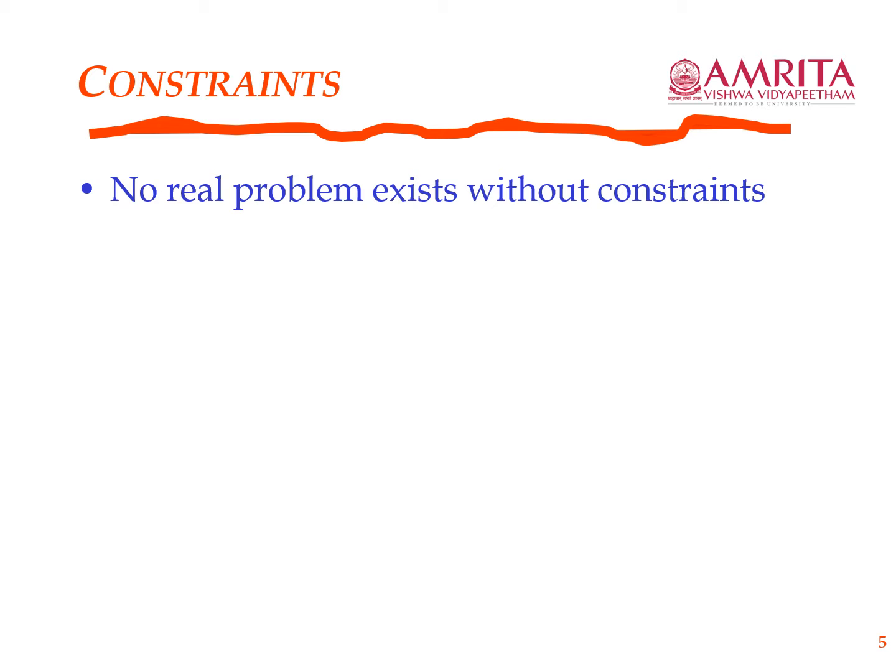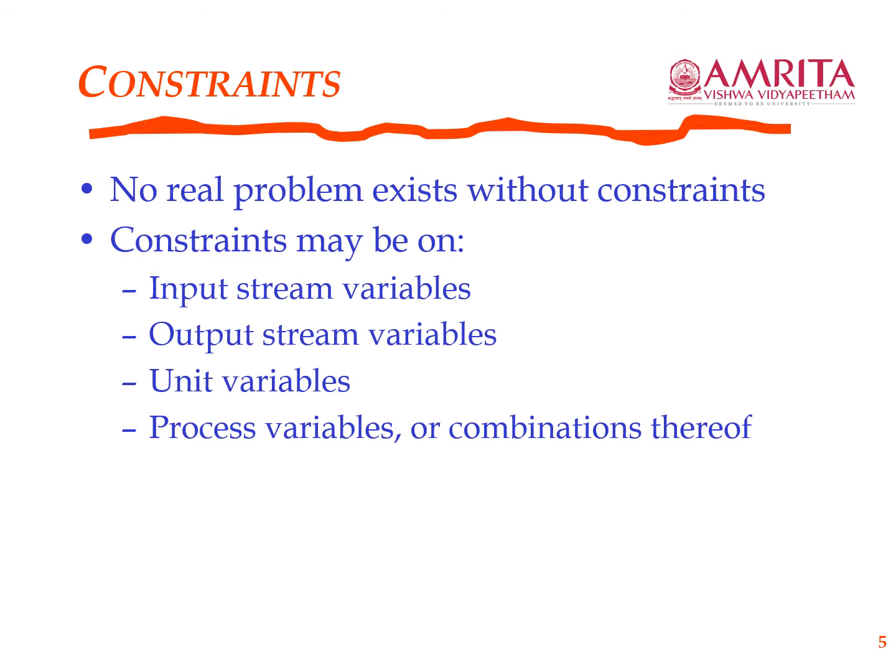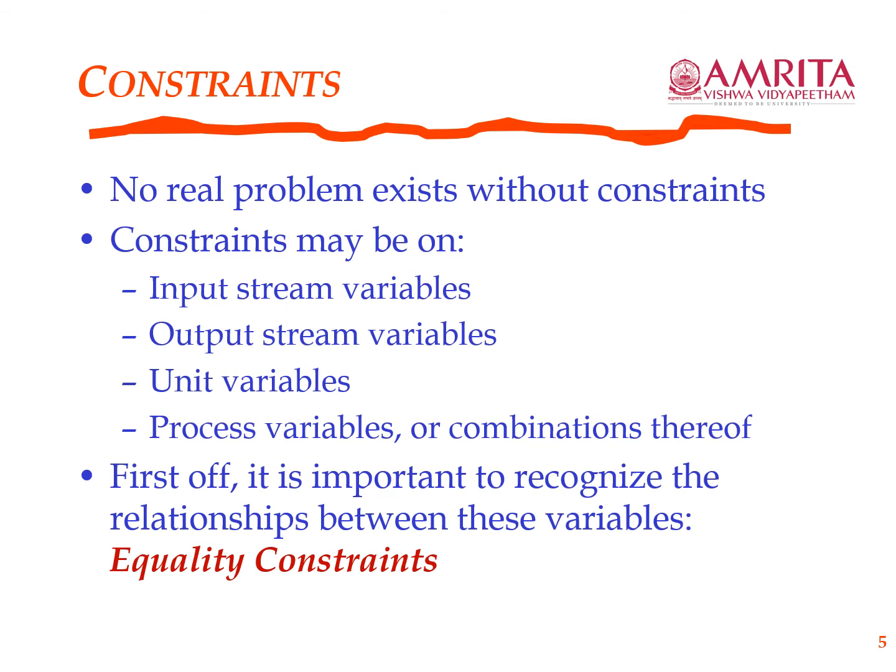No real problem exists without constraints, and this is something important to recognize. A problem is specified under certain specific circumstances, which means you define the various conditions under which this problem exists, and therefore those themselves are constraints. Constraints may be on input stream variables, output stream variables, unit variables, process variables, or combinations of these variables.